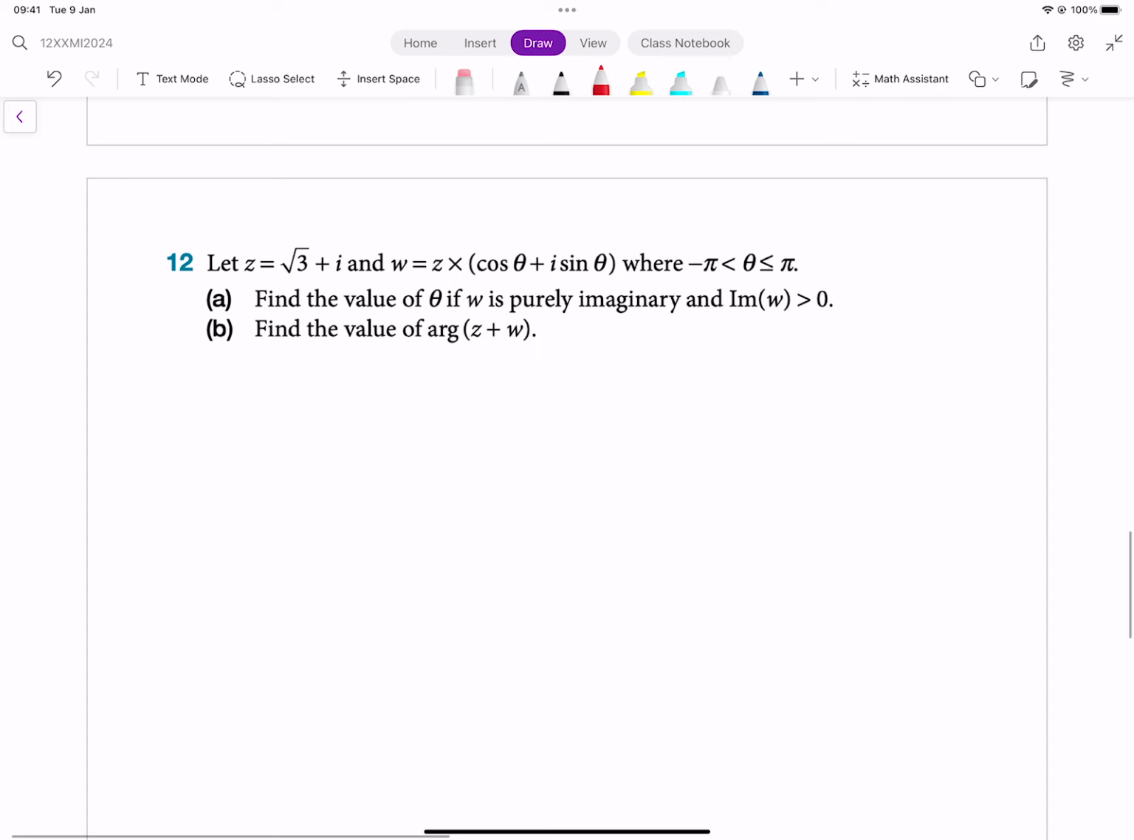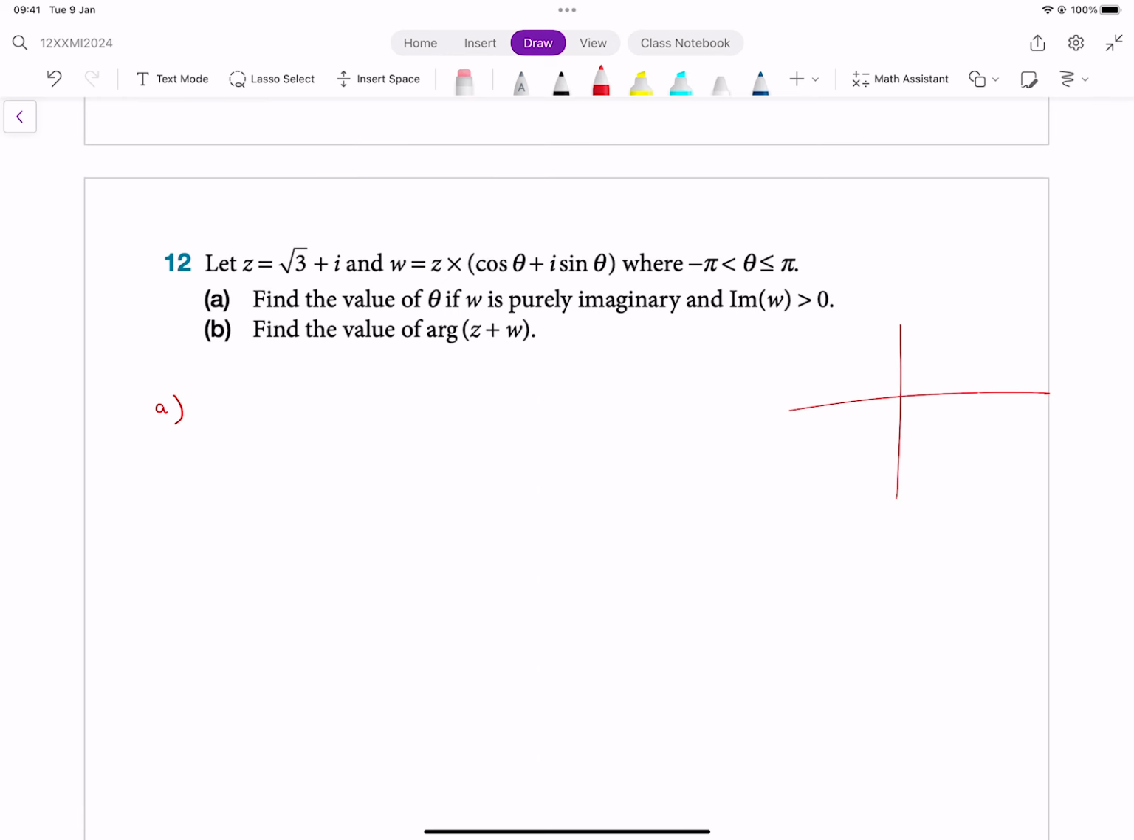Okay, this one's an example from the textbook. So we've got question 12 in the exercise. I believe it's exercise 1.3. We've got let z equal root 3 plus i, and w is the complex number z times by cos theta plus i sine theta. So part A says find the value of theta if w is purely imaginary.